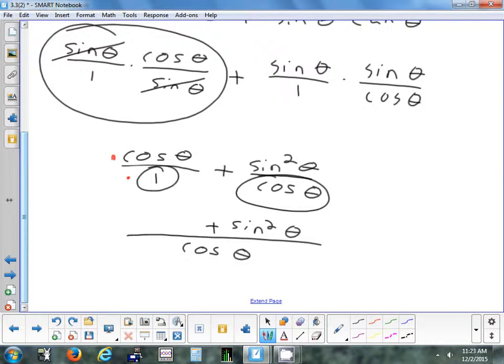In a second we will, yes. How did you get that? Multiplying it by cosine. Yeah, you multiply top and bottom by the other denominator. Now we have a denominator of cosine. And what's cosine times cosine? Cosine squared.